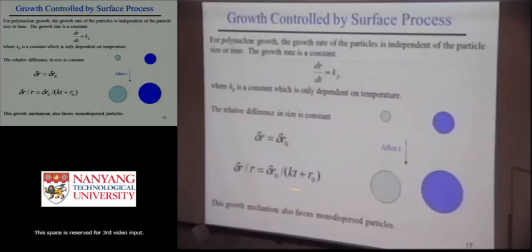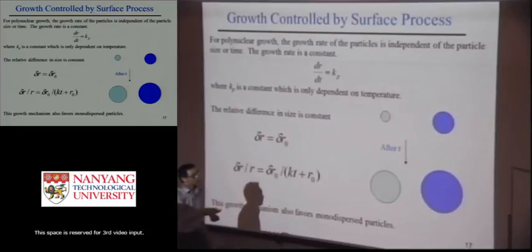So if we define it with this equation, you can see that this delta R divided by R, based on this equation, can actually be written in another form. Again, it's related to time t. If t increases, that refers to the particle growing bigger, the average size of the particle growing bigger. So this whole dispersity value should decrease. Decrease means it will become uniform. Okay, so this is the idea.